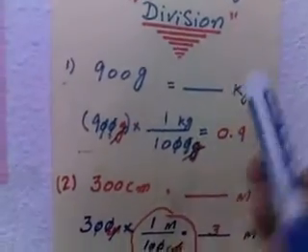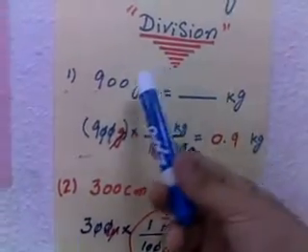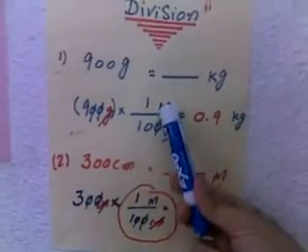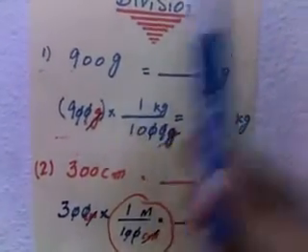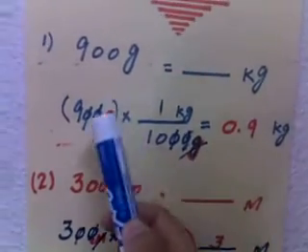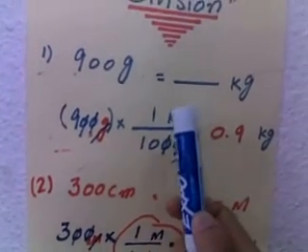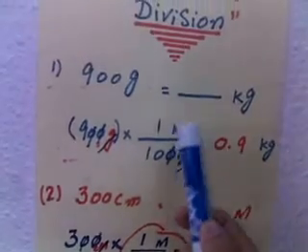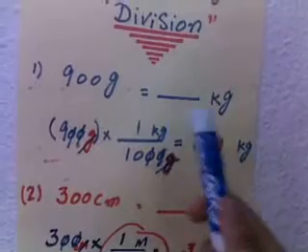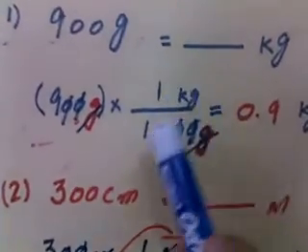Now we want to find how many kilograms is equal to 900 grams. 900 gram multiplied by 1 kg over 1000 gram. Here gram and here gram cancel, and the 1 kg unit will represent the value we want to convert. 900 gram is equal to dash kilograms. So 900 multiplied by 1 over 1000 grams.